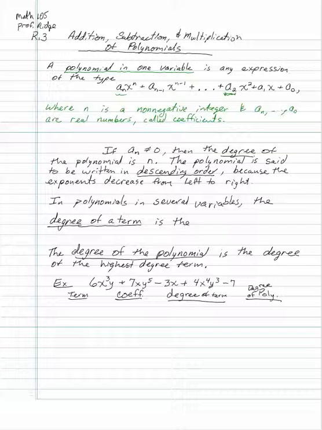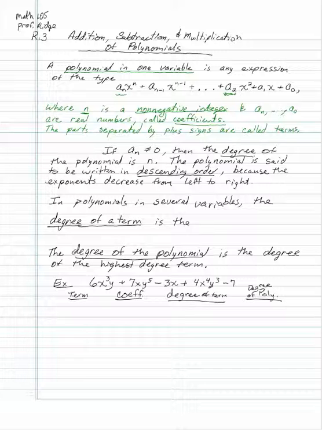And n is a non-negative integer, that's key. So you can't have x to the negative 5, that wouldn't be a polynomial. It has to be x to the first, x squared, x cubed, and so on. And the coefficients, a sub n to a sub 0, have to be real numbers.